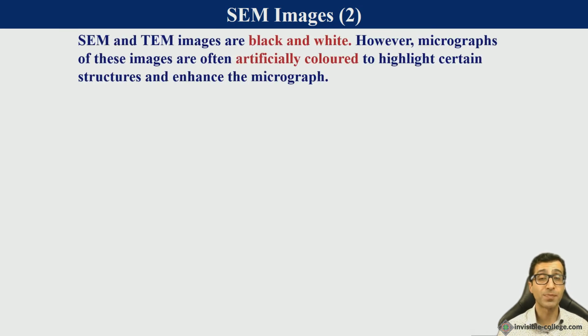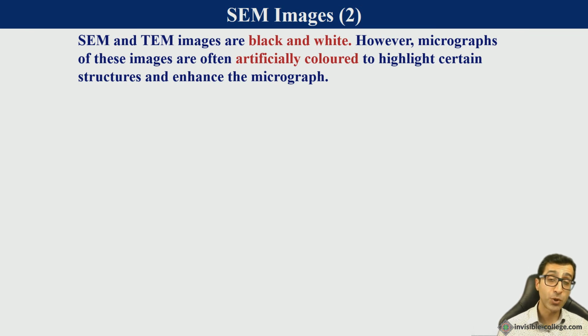Now, the images produced by both scanning electron micrographs and transmission electron micrographs are monochromatic. They are black and white because, again, we're not using visible light to produce these images. We're using electrons. Now, electrons have a shorter wavelength. Again, if you're modeling them as waves rather than particles, electrons have a much shorter wavelength than the wavelengths of electromagnetic waves such as visible light, and so colour has no real meaning in this sense.